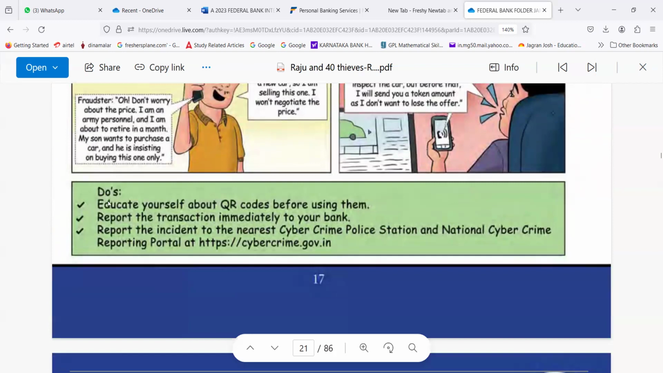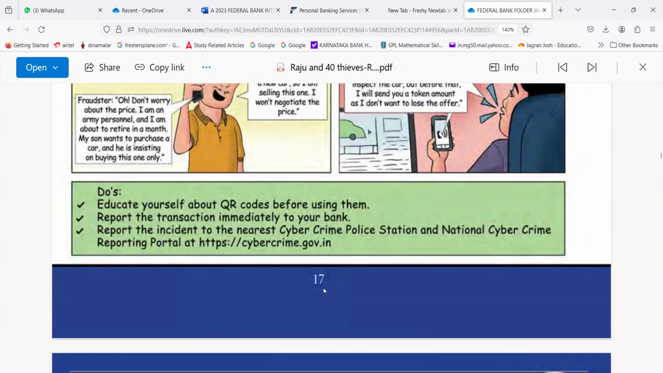Deuce, please read. Okay. Educate yourself about QR codes before using them. Report the transaction immediately to your bank. Report the incident to the nearest cybercrime police station and the national cybercrime reporting portal at https://cybercrime.gov.in.